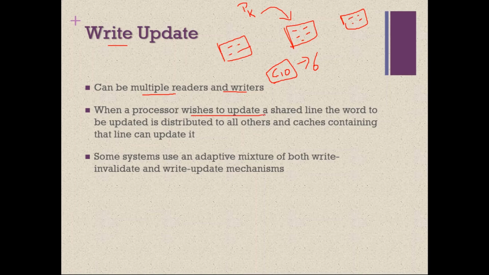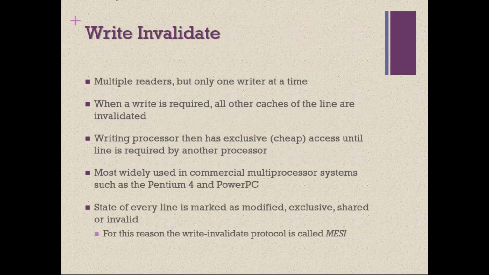When a processor wishes to update a shared line, the word to be updated is distributed to all others, and caches containing the line can update it. So when a processor wishes to update a shared line, it will distribute the word it is going to update to everybody and say that I am going to make this update, so you also update it. Okay. So this is about write update. We are not going to discuss write update in detail. We are going to discuss write invalidate in detail, which can also be called the MESI protocol. So that's what we are going to discuss next.